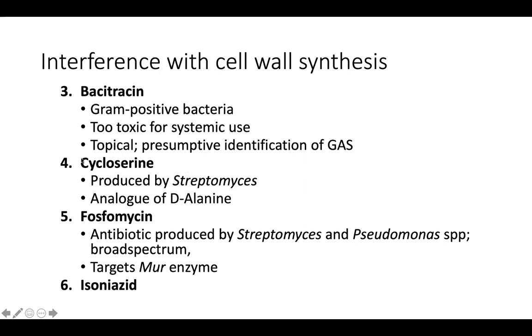Another antimicrobial agent is cycloserine, which is an antibiotic because it's a natural product of bacteria of the genus Streptomyces. It's an analog of D-alanine, so you can see where it acts in cell wall synthesis. Another agent is phosphomycin.